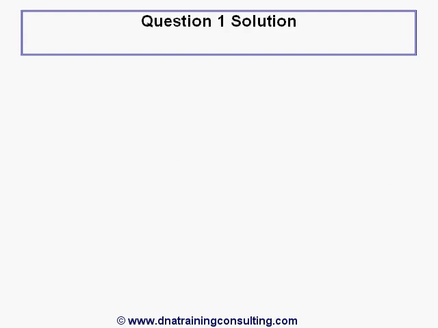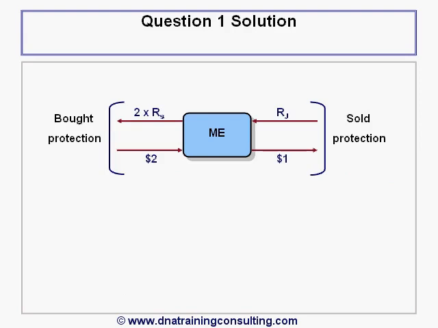Solution to question 1. The diagram appearing here shows from my perspective, hence me in the middle, the cash payments and the market values of bonds delivered under both legs of the trade following a credit event, all in units of $10 million. It is apparent that my gain is 1 plus RJ minus 2 times RS, which may be positive or negative depending on the values of RS and RJ.